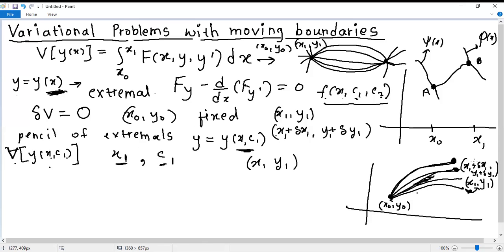Because when I tell you the second point, what am I telling you? I am telling you what is x1 and what is y1. So if there is no intersection between the curves of this pencil, then we can say that this functional v(y(x, c1)) is a function of x1 and y1, because specifying the values of x1 and y1 will determine the curve or the extremal of the pencil. And thus the value of the extremal. How? Because once you know which curve it is, we substitute it in this functional v, and then we get the value of that functional.